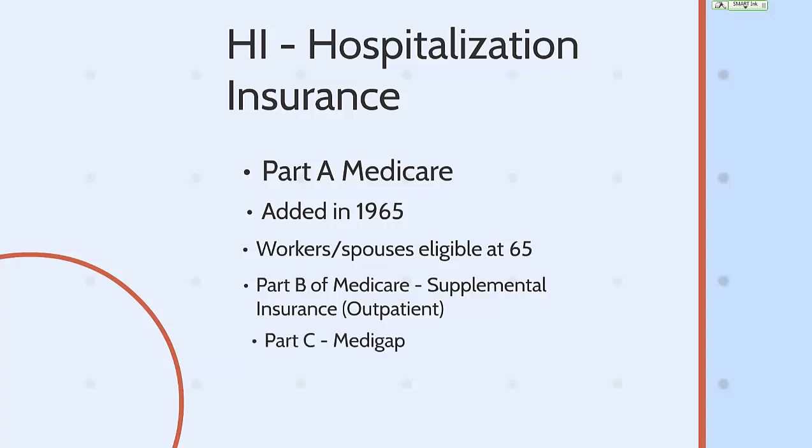Part C is Medigap. It's actually an alternative to A and B. Workers will automatically receive Part A of Medicare if they qualify. In other words, if they've paid in enough to receive Medicare at age 65.